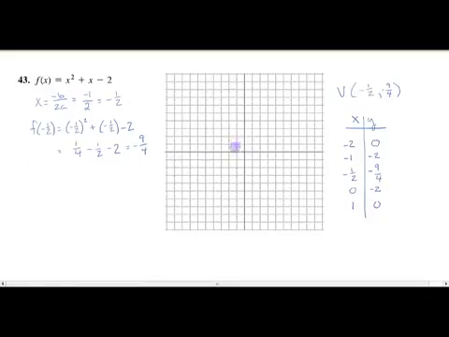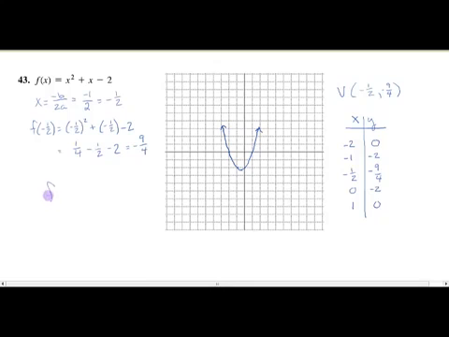So let's go ahead and graph the points. I've got negative 2, 0, negative 1, negative 2, negative half, negative 2 and a fourth, 0, negative 2, and 1, 0. So go ahead and draw the graph nice and smooth. Make sure that you show the curve in it, that it's not just a straight edged V.